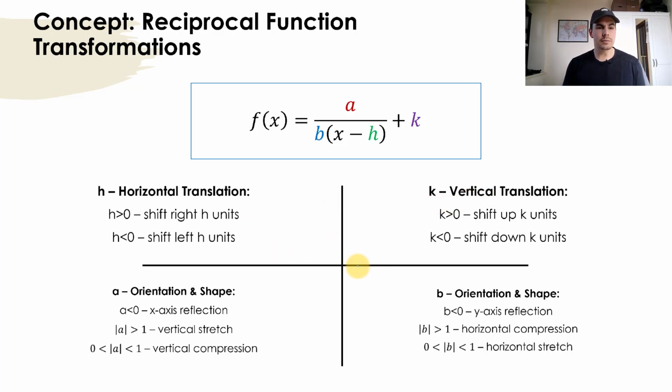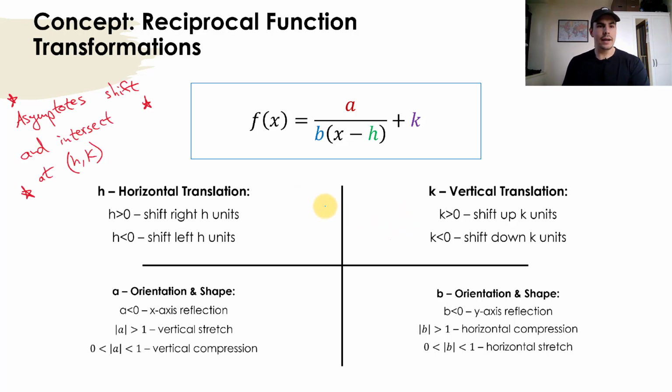This is what we should write down for our notes as far as what's happening with each of these individual values that we will see here in our transformation form. Now, one note that we need to add as well is that we have two asymptotes. We have horizontal and vertical asymptotes for all of our reciprocal functions, right? And those asymptotes are going to shift and intersect at (h, k), okay, the coordinates (h, k). So that can always be a great starting point when you're graphing a reciprocal function with transformations, because that (h, k) is always going to be where your asymptotes will intersect.